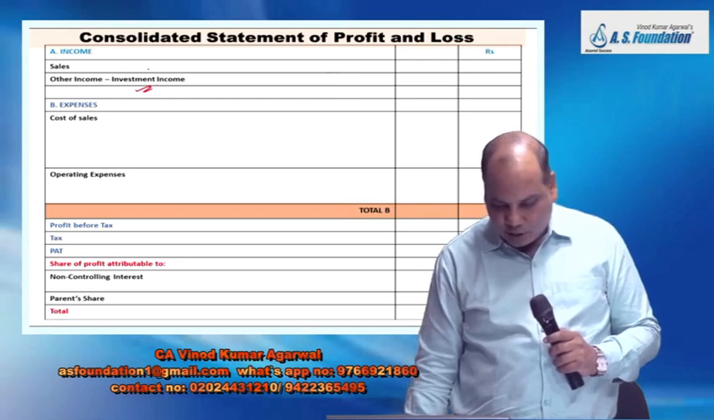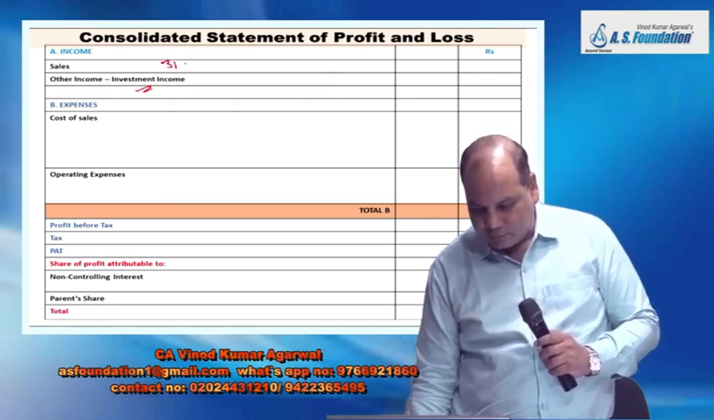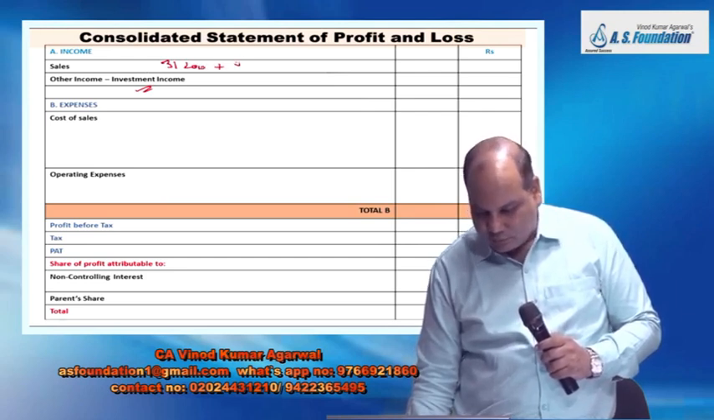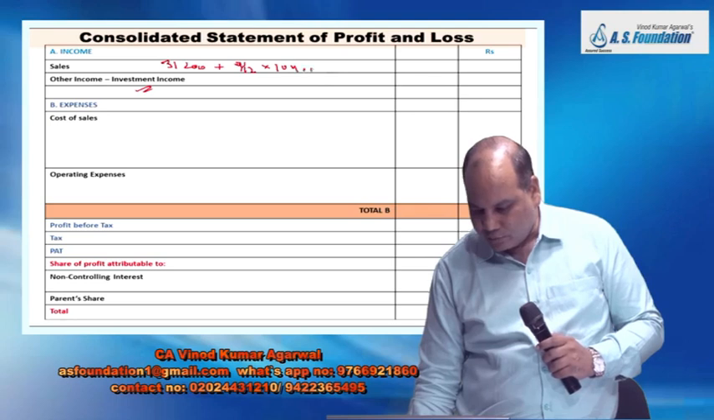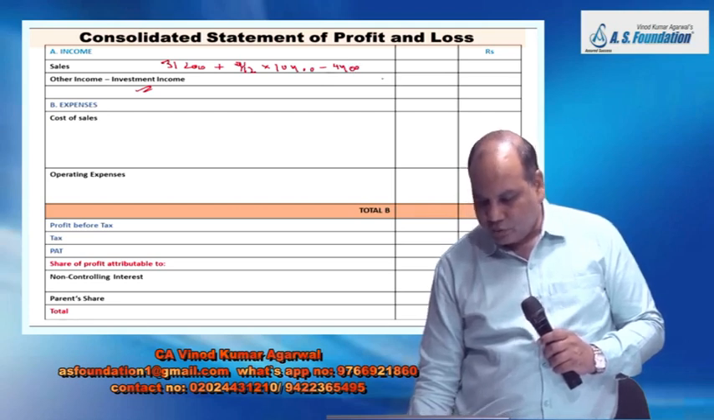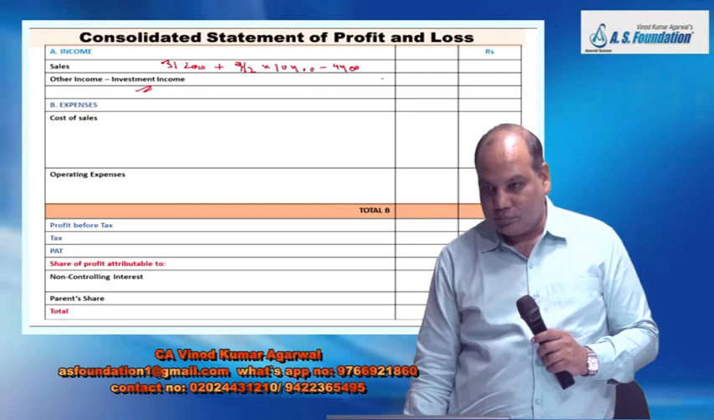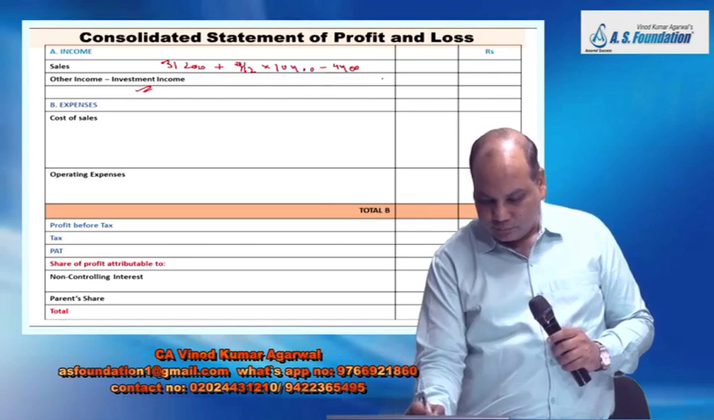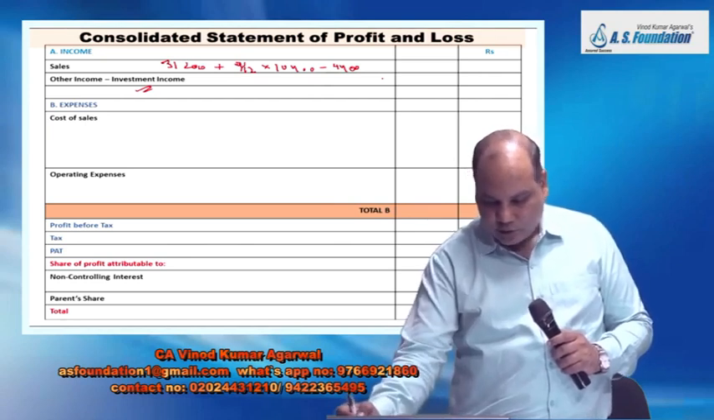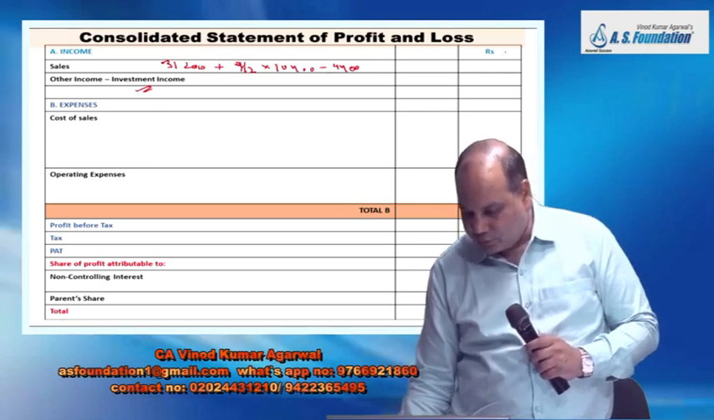How much is the sale of the parent company? 31,200. Subsidiary we will take 9 by 12, multiplied by 10,400 and minus 4400. So how much is the final figure? 31,200 plus 9 by 12 of 10,400 minus 4400, final figure 34,600.